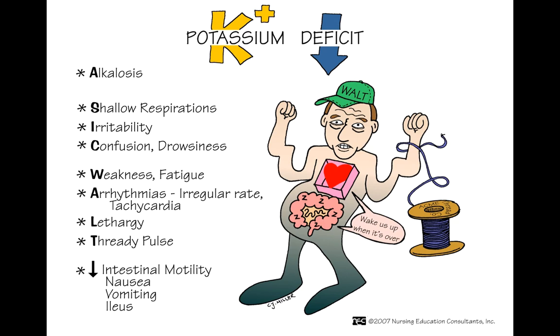And then for potassium deficit, if you can remember a sick walt. This patient's going to have alkalosis, shallow respirations, irritability, confusion, drowsiness, weakness, fatigue, arrhythmias, may have an irregular rate, and tachycardia, lethargy, thready pulse, and decreased intestinal motility, nausea, vomiting.